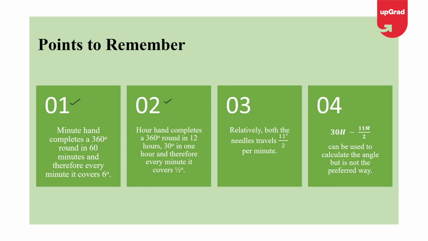Then we had the concept of relative speed, which says relatively both the needles travel 11 by 2 degrees per minute. 11 by 2 is nothing but 5.5 degrees per minute. And the last, that is 30h minus 11 by 2m, can be used to calculate the angle, but it is not the preferred way. So that's my point number 4. I hope this will clear most of the doubts that you have pertaining to calculating the angle based on the time given in the clock topic.